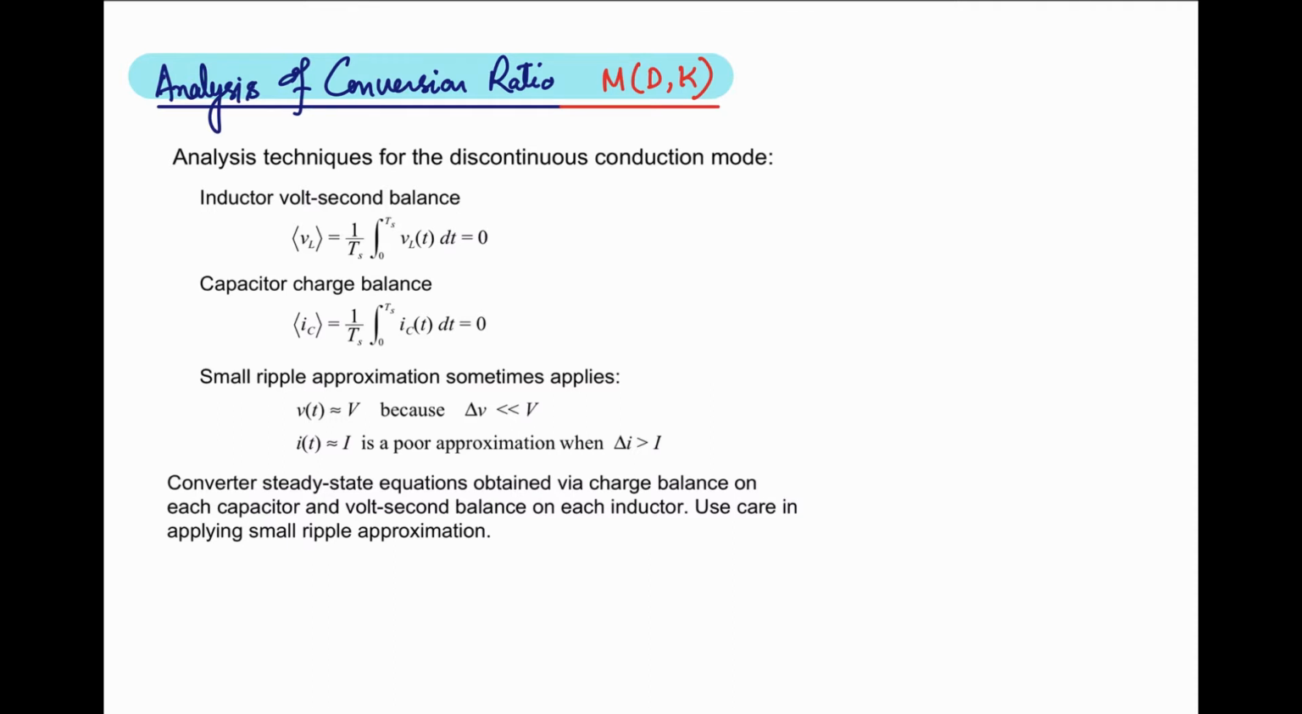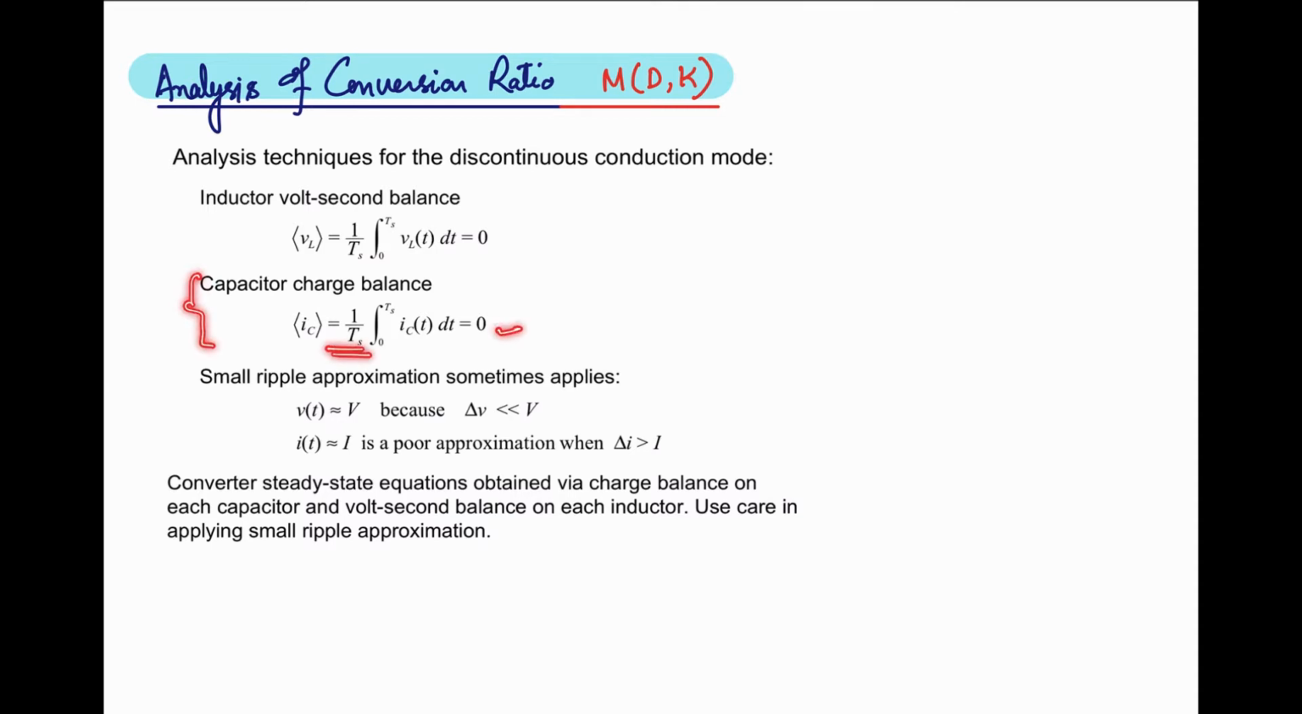So how do we work with the gain for the buck converter in the discontinuous conduction mode? We will use the same principle that we discussed in the previous videos: the average inductor voltage should be 0, that is, the volt-second balance should be maintained, and the capacitor charge balance should hold, that is, the average current through the capacitor should be 0, right?